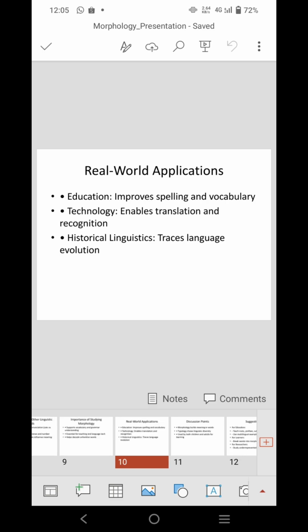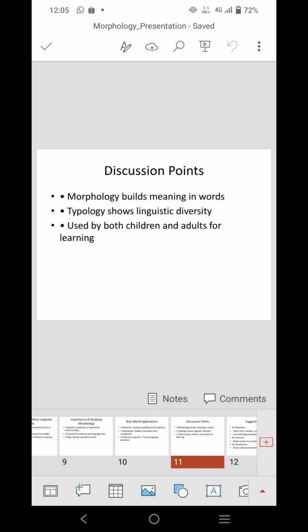And the next is real world application. The first is education, it improves spelling and vocabulary. And the next is technology, it enables translation and recognition. And the last is historical linguistics, it traces language evolution. And the next slide is discussion points. The first is that morphology builds meaning in words. And the second is that typology shows linguistic diversity. And the last is that it is used by both children and adults for learning.